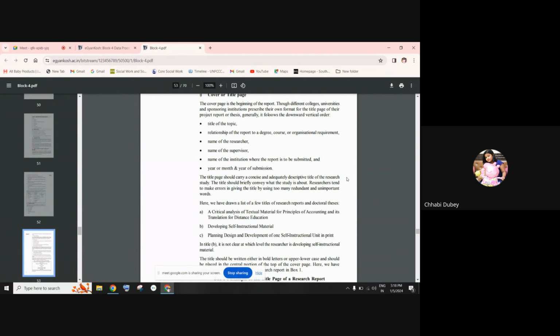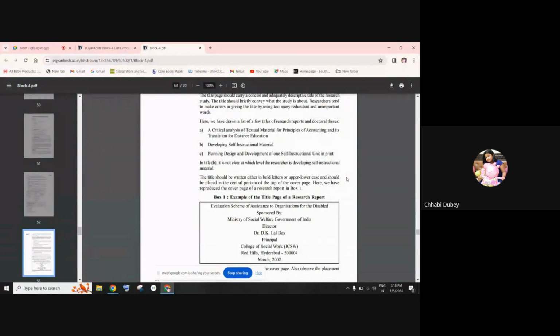The title would always be written in bold, upper case letters, and they should be placed in the central portion of the top of the cover page. This is an example of the title page of the research report.